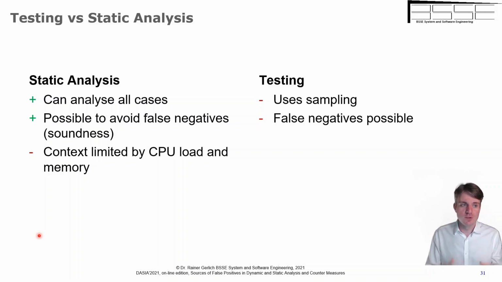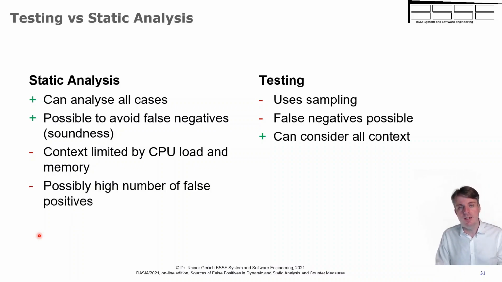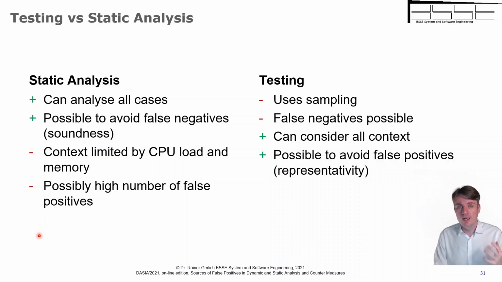However, in order for static analysis to avoid false positives, it needs to consider context, and in doing so, it is limited by the available CPU load and memory, while testing simply executes the code and thereby implicitly considers all the context that is there. So as a consequence, static analysis may lead to a possibly high number of false positives, while testing can avoid false positives completely if you have a representative test environment. But you can scale that in a sense by using more and more representative test environments until you test on your target.